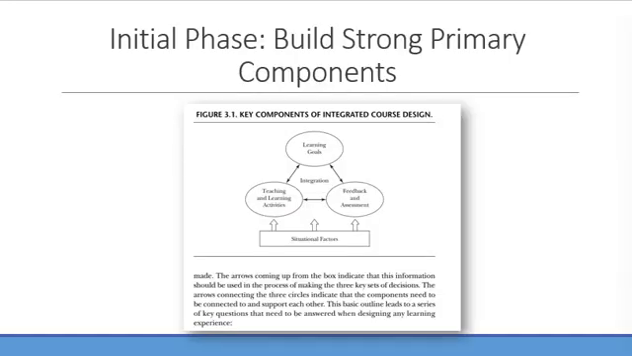So let's look at the initial phase first. The initial phase of the design process calls for the teacher to build strong primary components: the learning goals, feedback and assessment measures, and teaching and learning activities. These components must be built properly because they form the basis for the rest of the design process. And the initial phase begins by examining various situational factors and determining which of them may be significant in a particular course.